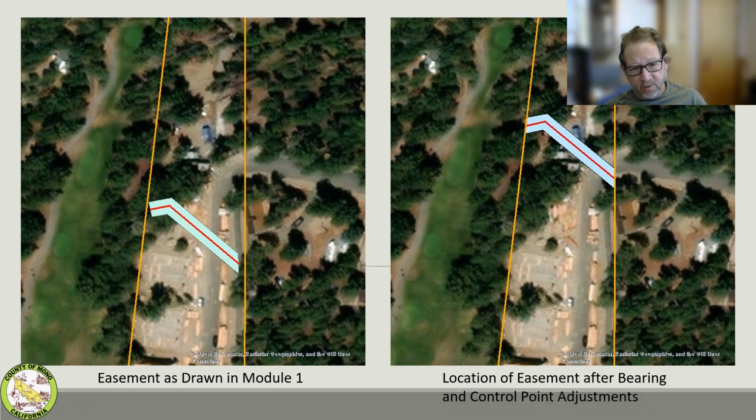Now let's get back to our original problem here. The problem being that our easement that we drew in Module 1 is not located in the vicinity of where it's supposed to be. So we need to get it from the image on the left, we need to get that looking like the image on the right. And to do that, we're going to use bearing adjustments and control point adjustments. And in this module, we're only talking about the control point adjustments.